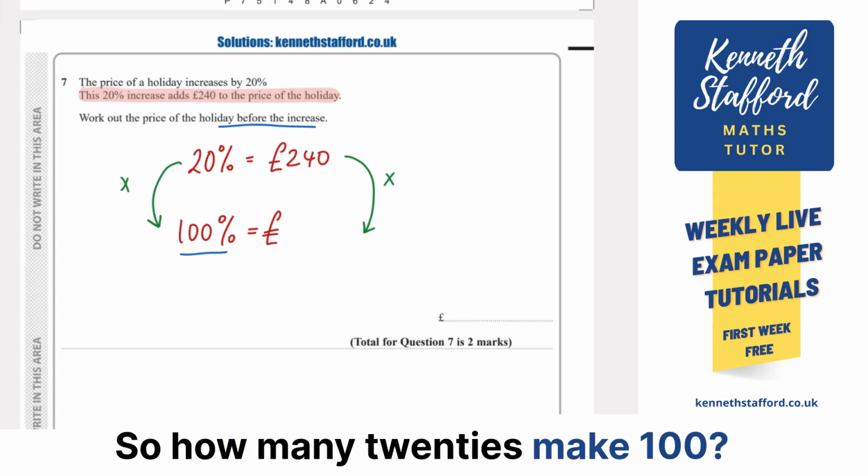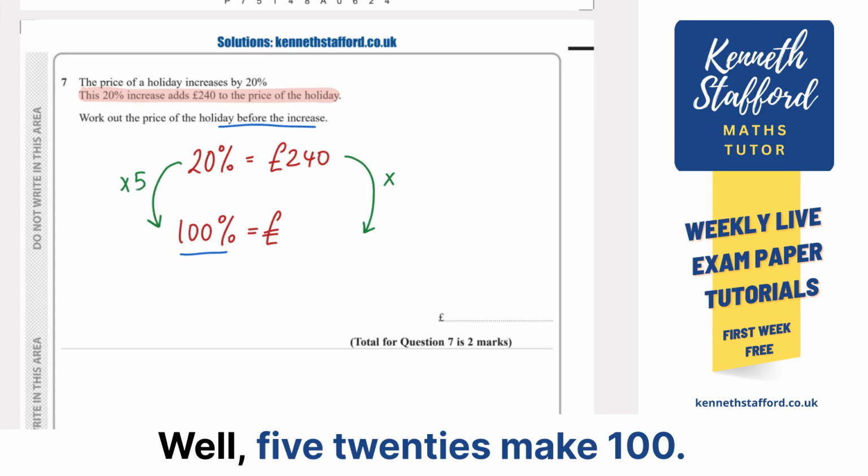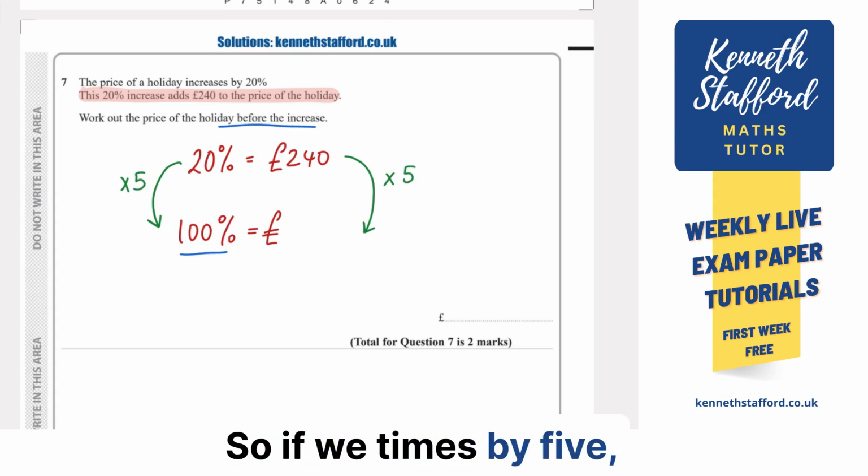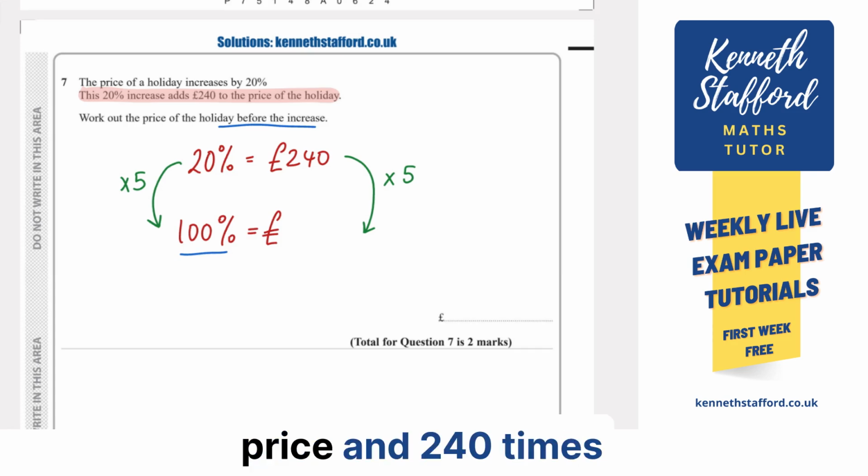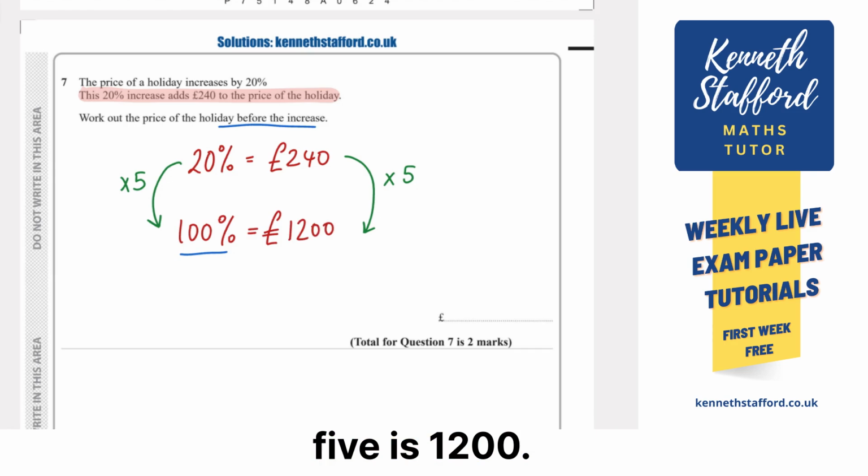So how many 20s make 100? Well, 5 20s make 100. So if we times by 5, we get back to the original price. And 240 times 5 is 1,200.